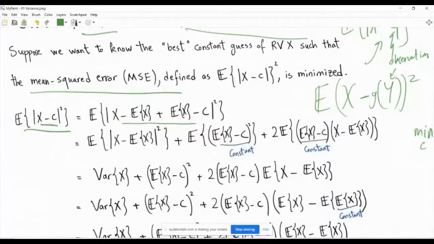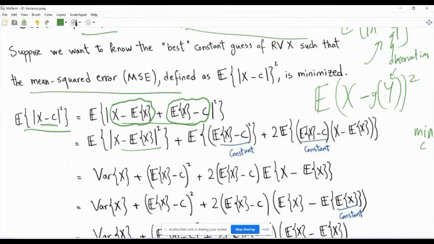Now, what you do is expand the square. You can think of this as one term, x minus the expected value of x. The other term is the expected value of x minus c, and then you square. So you get the square of the first term, the square of the second term, and then you get double the product of these two terms together. Okay, so let's study each term.